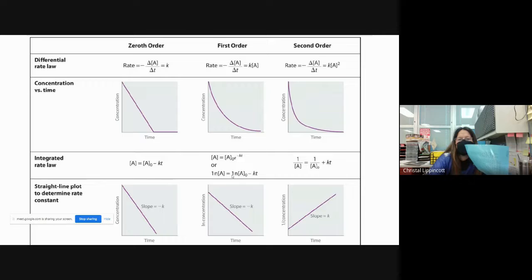If you know the concentrations and the time, you can solve for K. Now, if you end up with a natural log and you want to get rid of that, how do you get rid of that? E to the whatever it is will give you the number then.